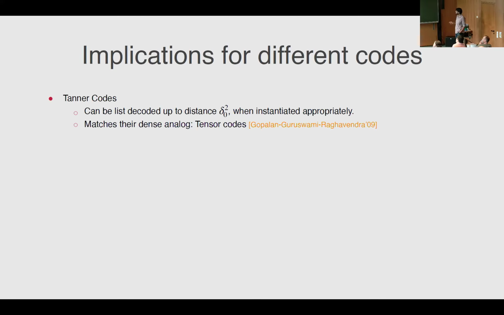And that is exactly the case for their dense analogs, which are tensor codes. For tensor codes, if you have list decodability radius for one of the constituent codes, you get the distance times that list decoding radius. So in Tanner codes, you don't lose in the alphabet size. It's the same. You start with some small code and you have a code of the same alphabet. Yeah, so all of this would even be applicable for binary codes.